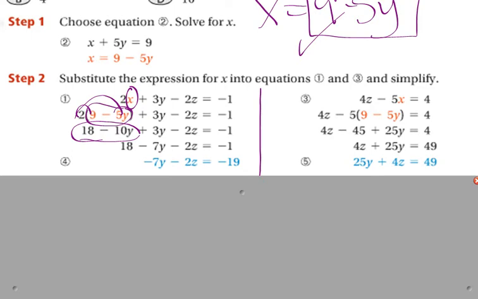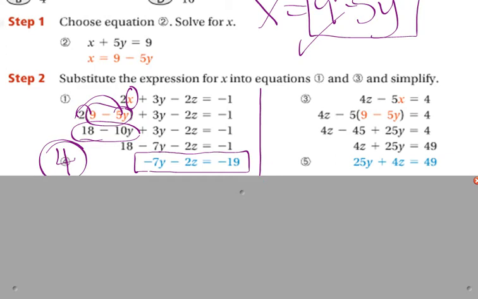So when you simplify this, you end up with negative 7y minus 2z equal negative 19. And we're going to call that equation 4. Just like we did before, we're narrowing it down. So we've knocked out one variable, and we've got an equation with two variables, y and z, and we're going to call that equation 4.